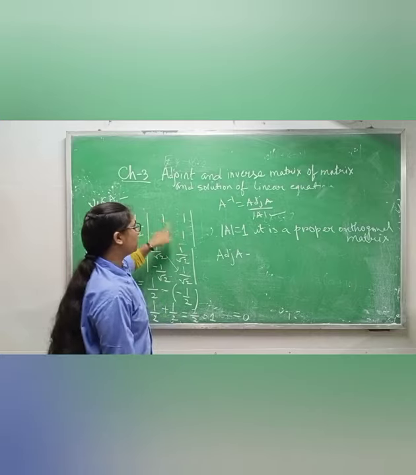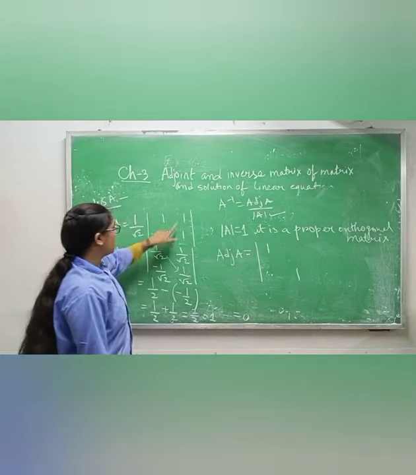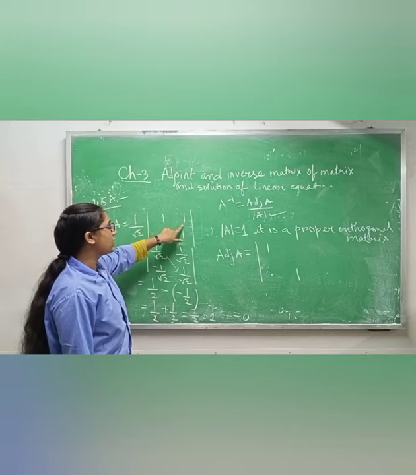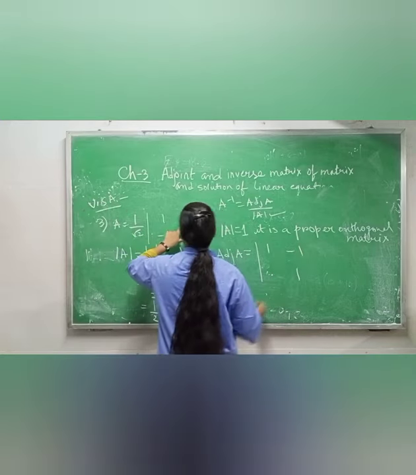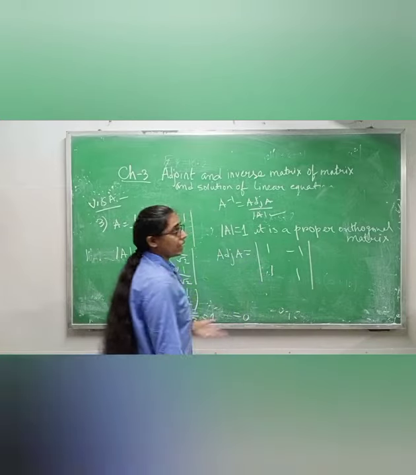Since we have 1 in both places, nothing will change. It will remain as it is. And in this one, the sign will change. Here we have a plus sign, so it will become minus 1, and here we have a minus sign, so it will become plus 1. Okay, this is adjugate A.